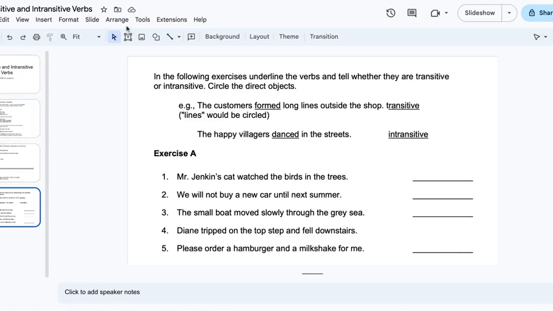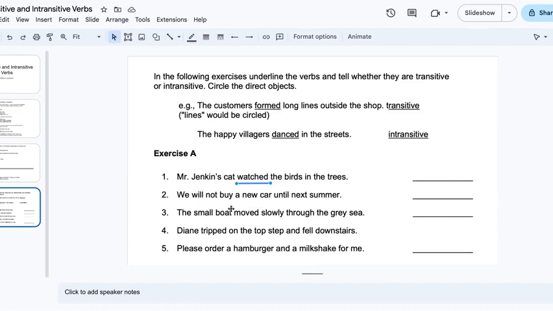In the first exercise, number 1, Mr. Jenkins' cat watched the birds in the trees. So watched is going to be my verb, and then I'm going to ask myself, who or what did the cat watch? And the answer is the birds, which makes it a transitive verb.